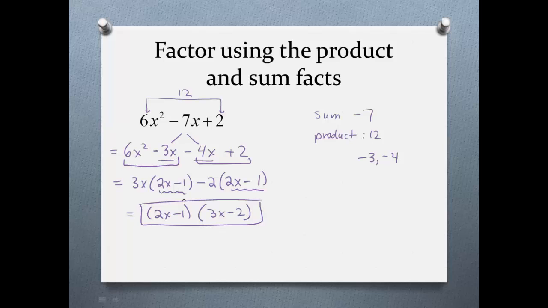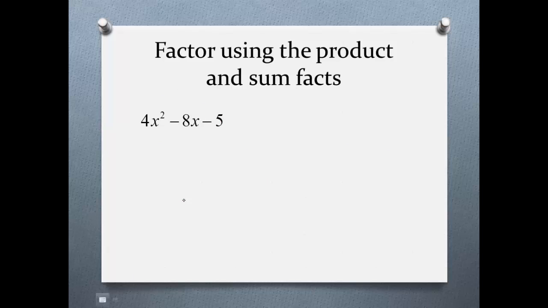And again, if you wanted to check it, if you do FOIL with this, you should get both this line and this line back again. Last one. I'm trying to break this up into 4 terms, kind of expand it. I'm leaving the 4x squared alone and the minus 5, and I'm trying to figure out how do I break up that minus 8x into 2 terms.